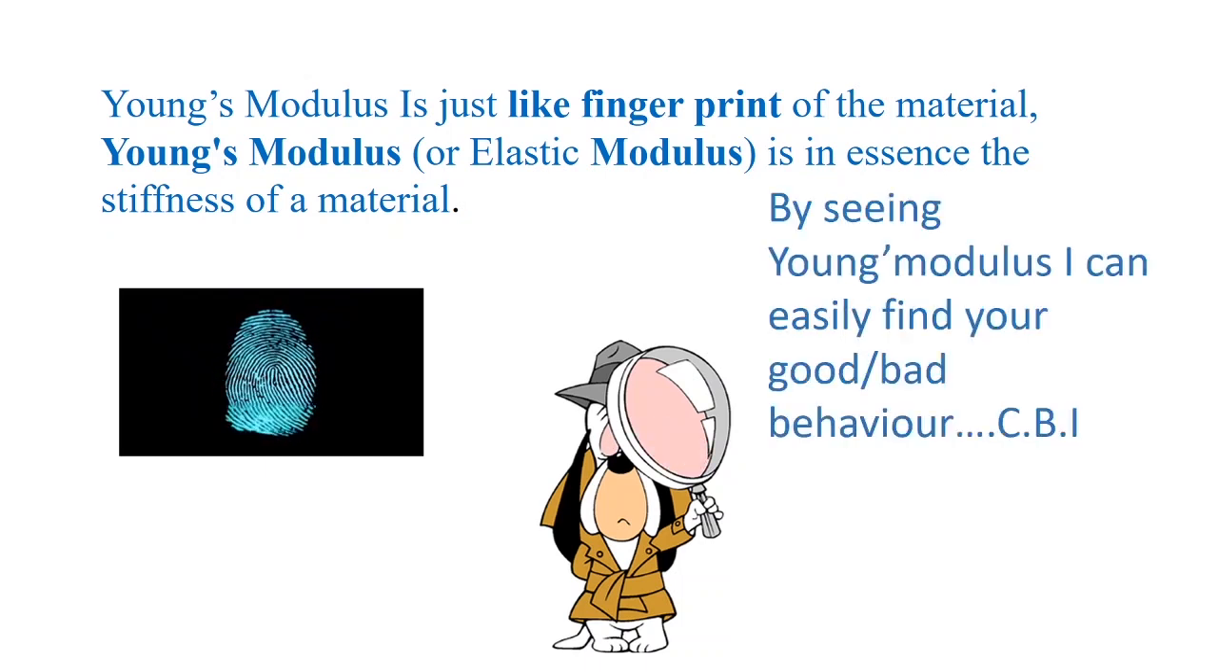So by Young's modulus we can easily find the good or bad behavior, as if CBI has to tell this dog is, suppose, a criminal, it can easily find out how good or bad the behavior is.